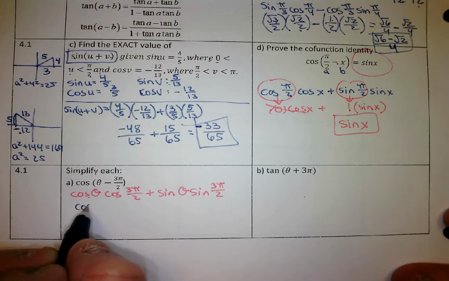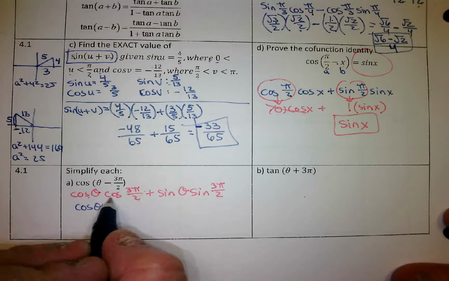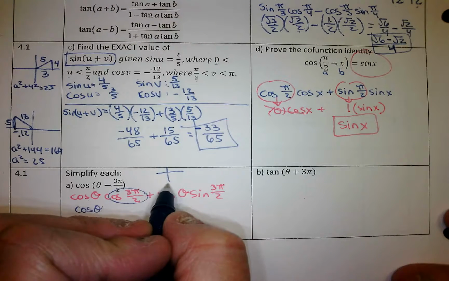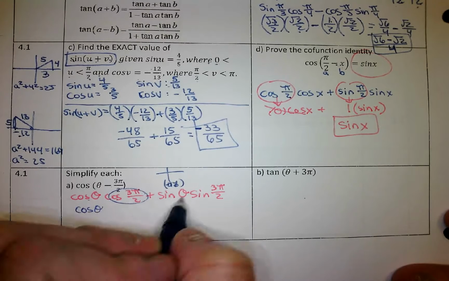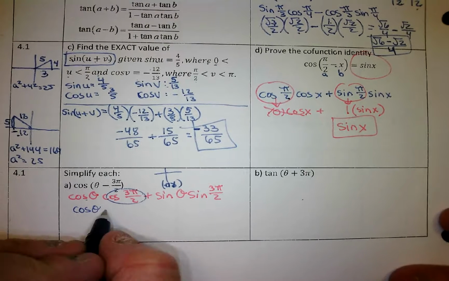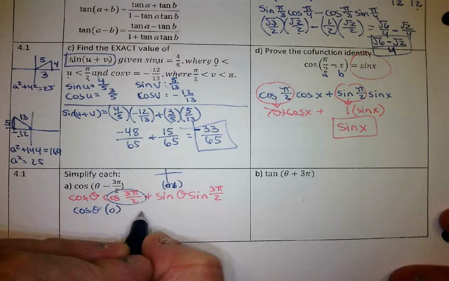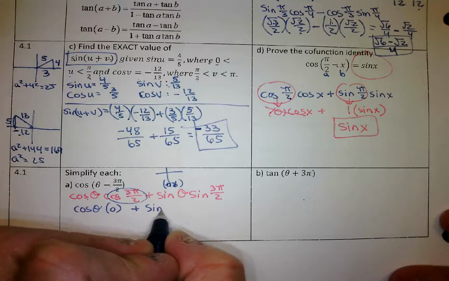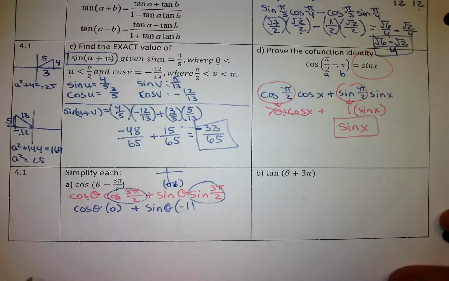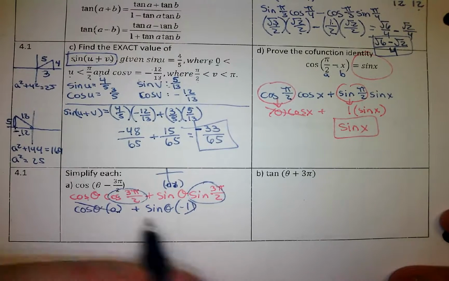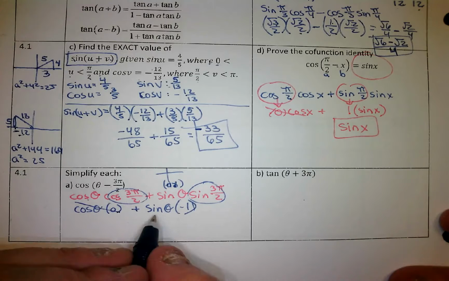Cosine of 3 pi over 2, so that's at the bottom of my unit circle here. So that's going to be 0, negative 1. So cosine of 3 pi over 2 is 0. Plus sine of theta, and then sine of 3 pi over 2 is negative 1. Cosine of theta times 0 is 0, and I'm left with negative sine of theta.